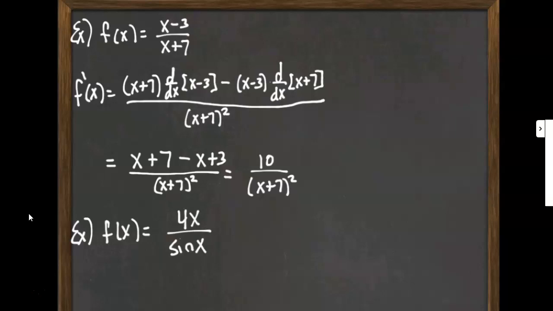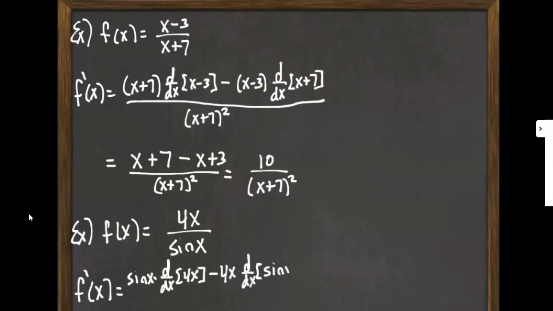Here we have 4x over sine x. We have no choice but to invoke our quotient rule. So that's going to be bottom d top. So sine x times the derivative of 4x, minus 4x times the derivative of sine x. And I know this might be getting cut off a little bit here, but that's all over sine squared x.